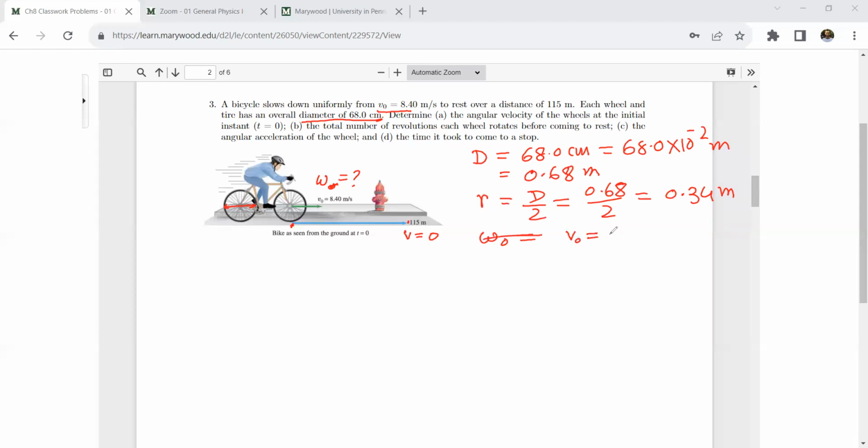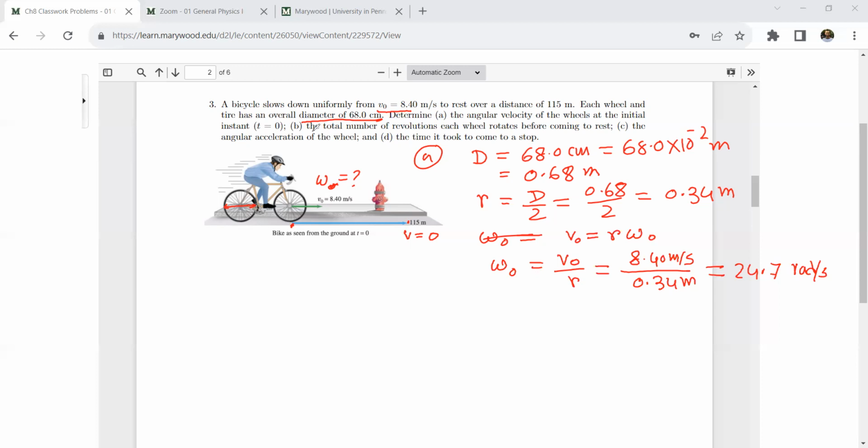The linear velocity is related to the angular velocity by this equation. So omega 0 will be V0 divided by R. As V0 is 8.40 meter per second and the radius is 0.34 meter, the initial angular velocity will be 24.7 rad per second. That is the first one.